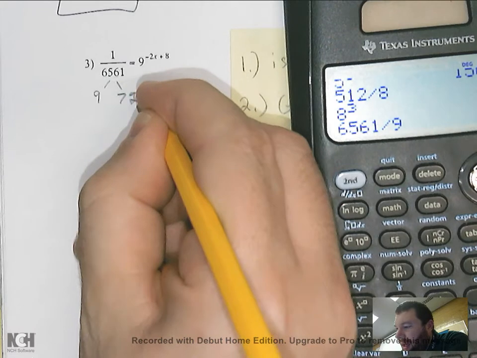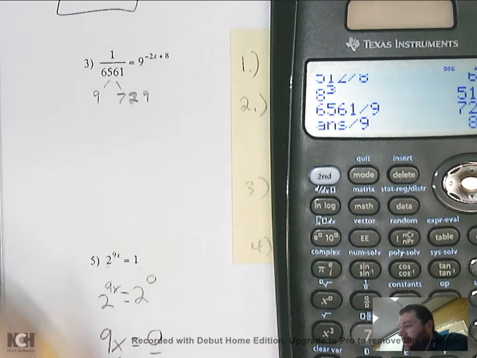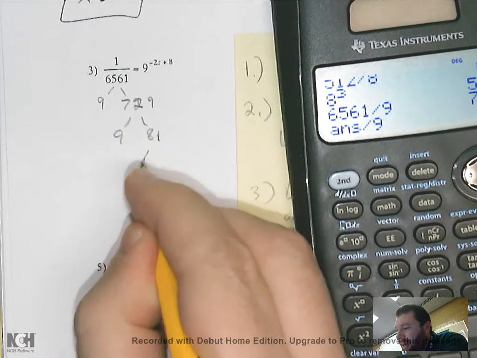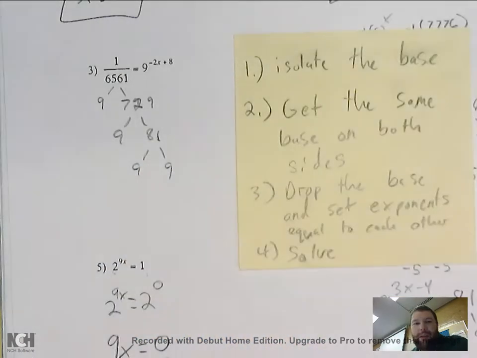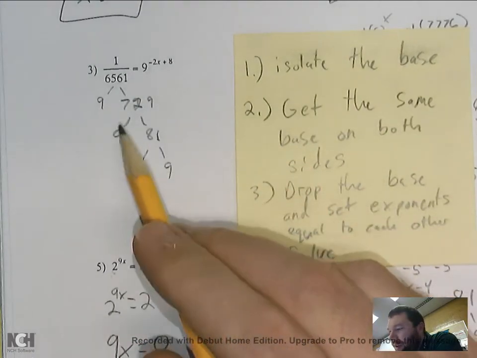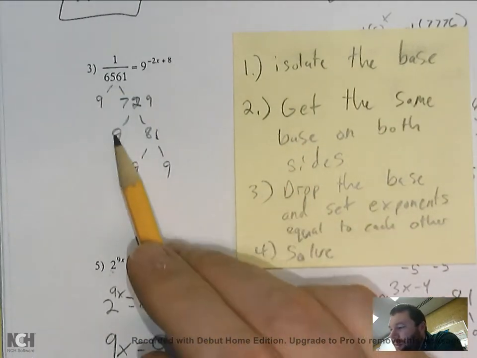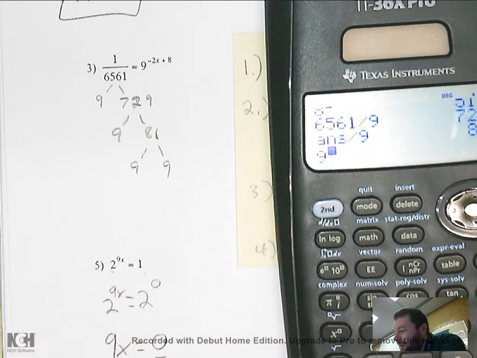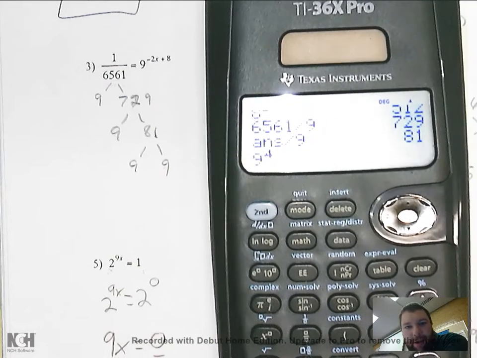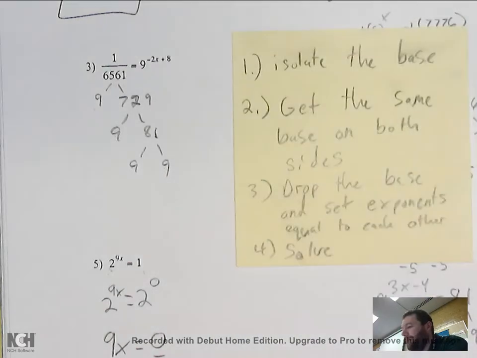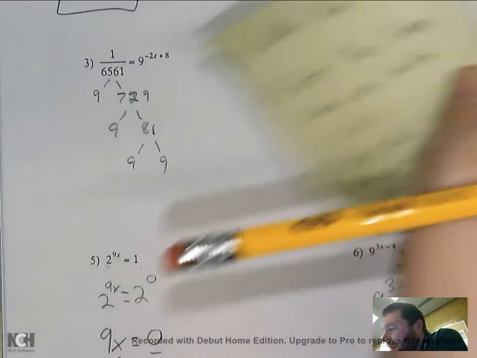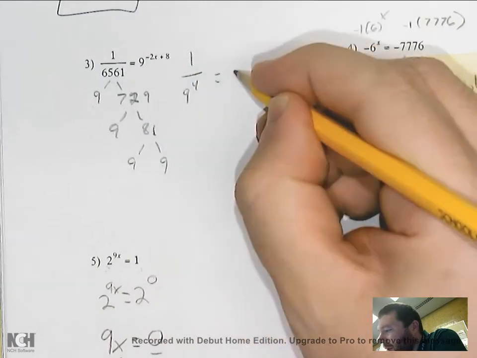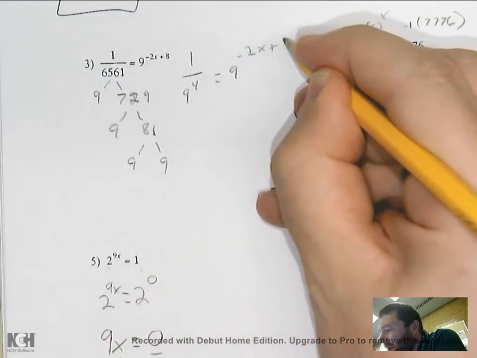Still not there. So divide by 9, and you get 81. Still not there. Going to divide by 9 again, and you get 9. So this tells me how many 9s go into 6,561. There are 1, 2, 3, 4. So I can replace 6,561 with 9 to the 4th. And again, just to double check, I'm going to put it in my calculator. 9 to the 4th is in fact 6,561. So I'm going to replace those, and that gives me 1 over 9 to the 4th is equal to 9 to the negative 2x plus 8.